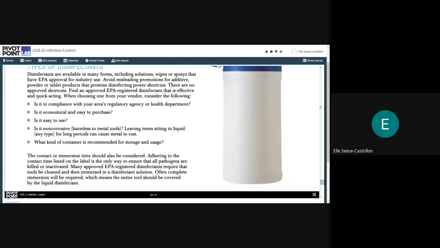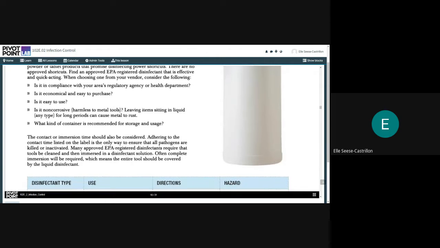So types of disinfectants. Disinfectants are available in many forms, including solutions, wipes, or sprays that have EPA approval for industry use. Avoid misleading promotions for additive powder or tablet products that promise disinfectant powder shortcuts. It says that there are no approved shortcuts. Find an approved EPA registered disinfectant that is effective, that is quick acting, and choose from your vendor carefully.